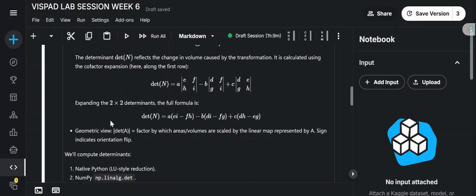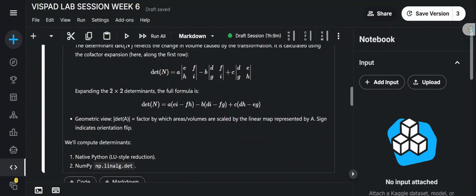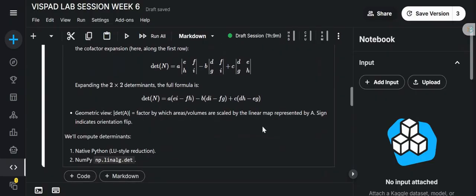So, what significance, or what geometrical significance, does the determinant have? As I mentioned, it is a factor by which areas or volumes are scaled by the linear map represented by A. We'll be getting to linear transformations, but since it has already been captured in the lecture, you can say that a matrix can ideally be represented as a linear transformation. Good.